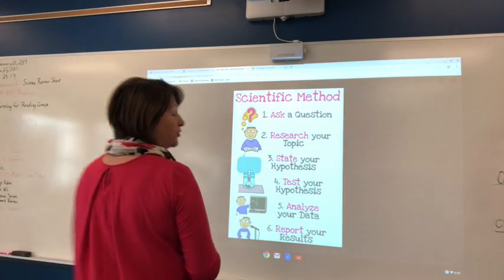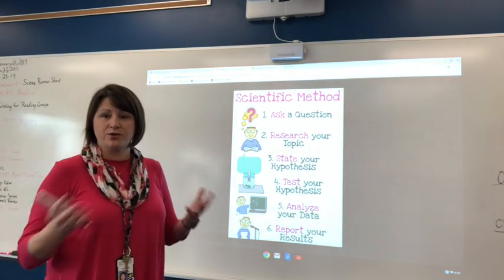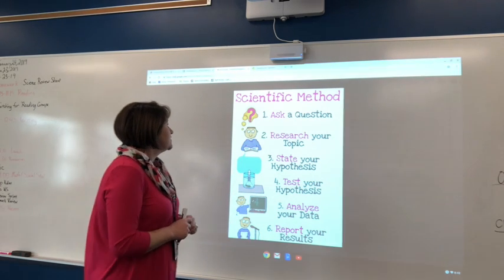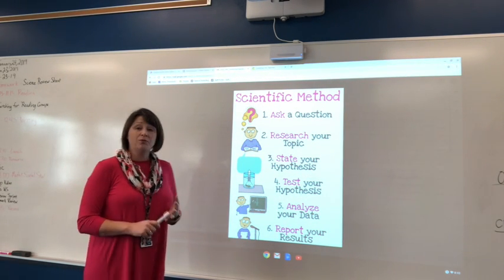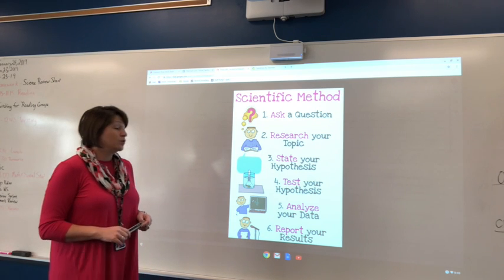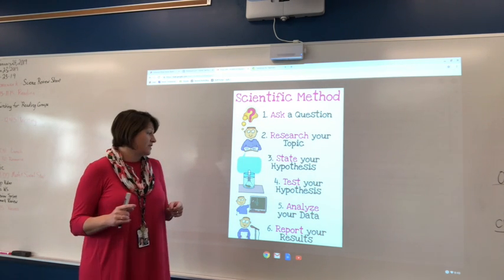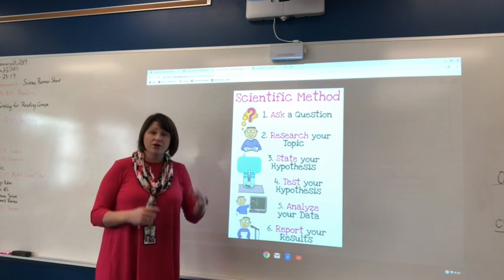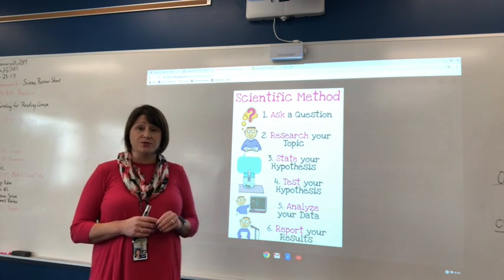Okay, I've broken down the scientific method into 6 easier steps after we read our passage this morning. The scientific method. The first step says, ask a question. Then we're going to research the topic. We're going to state our hypothesis. We're going to test that hypothesis. Then we're going to write our data down and we're going to analyze it. And then we're going to report our results.